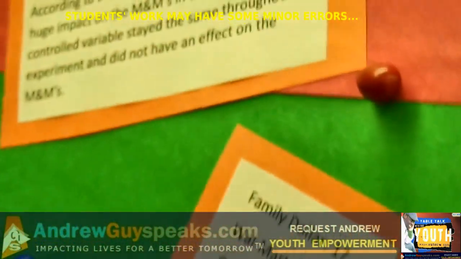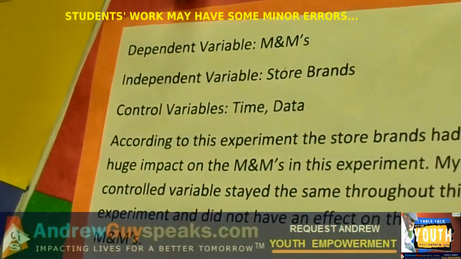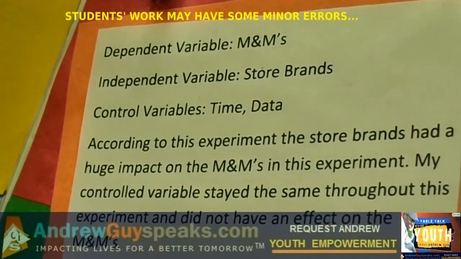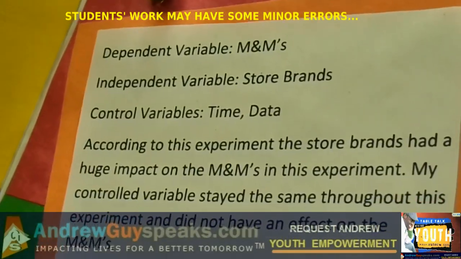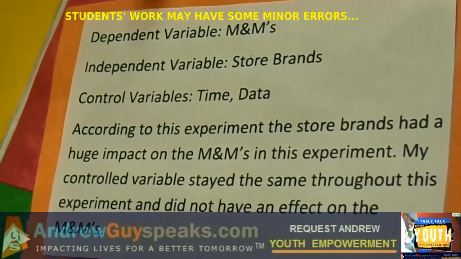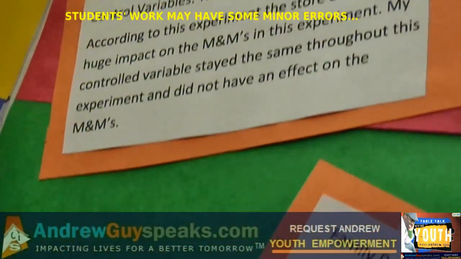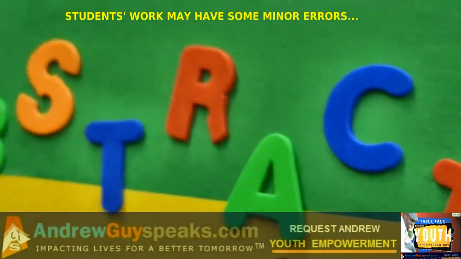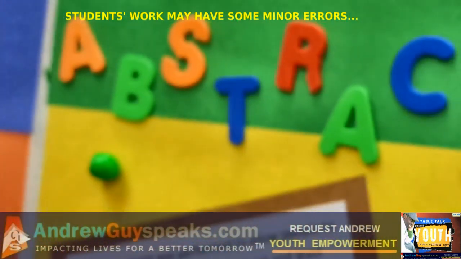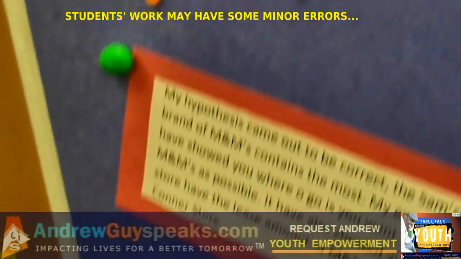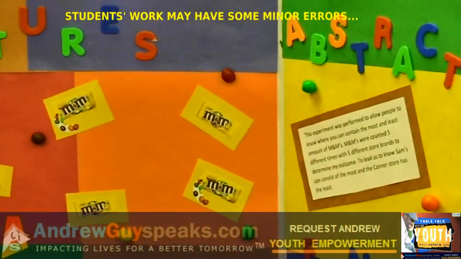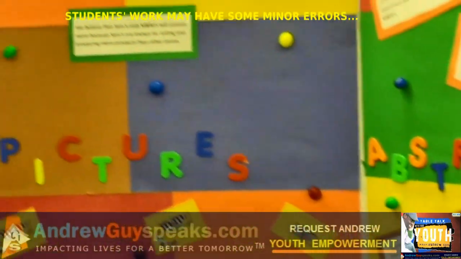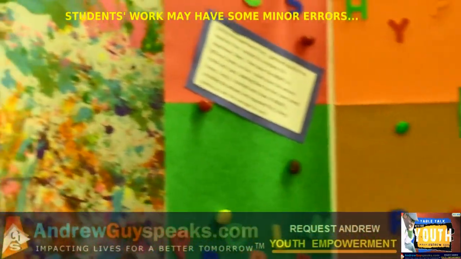Then they did the variables. They explained their independent variable, the store brand, and the dependent variable, the M&Ms, that's their outcome. The control variable is the time and the date. Then they went down and talked a little bit about their abstract. I thought this was really cool, the way they did this. So what's the bottom line here? These kids really like M&Ms, and they wanted to do an experiment to show you.